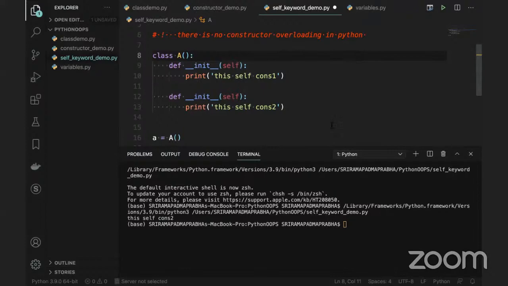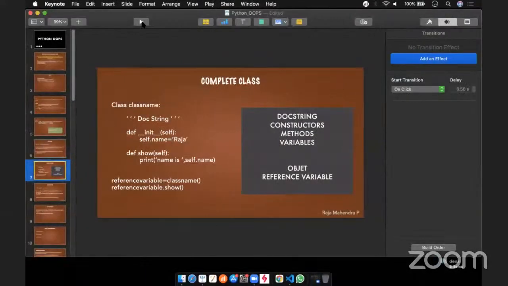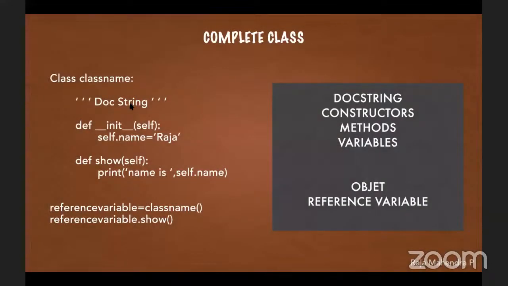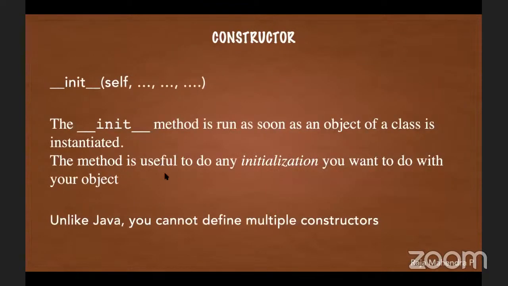Okay, you can write it, but it will not be read. So the latest one will be overwritten. Coming to this code, what I mean to say is that your class contains the docstring, the constructor, and the instance method. Let's deep dive into the details of this.